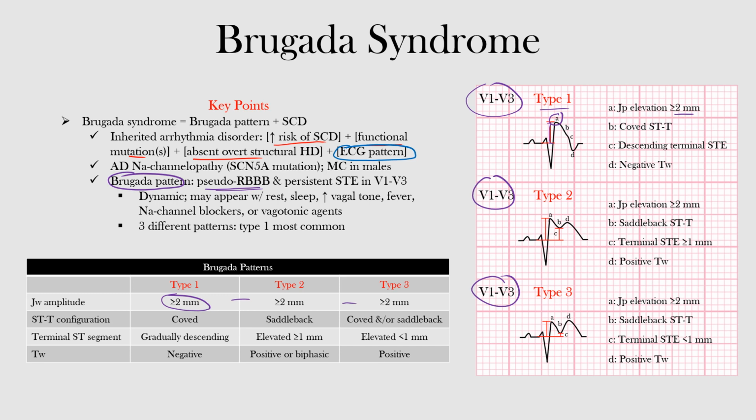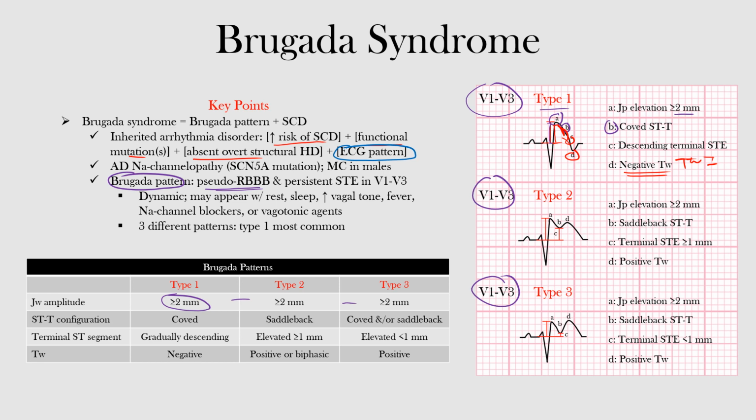We see a coved ST wave. So notice here in B, which is this point here, you can see that it's actually coved in its morphology or configuration. Okay. You can also see the descending terminal ST elevation. Okay, so the ST segment is elevated, but again, the terminal portion is still elevated here. Okay, and it's descending. And we have a negative T wave or T wave inversion in this case. Okay, so this D here is our negative T wave or T wave inversion that we see. So that's type 1. This is the most common of the three types. Okay, so it's important to know this one of the three.